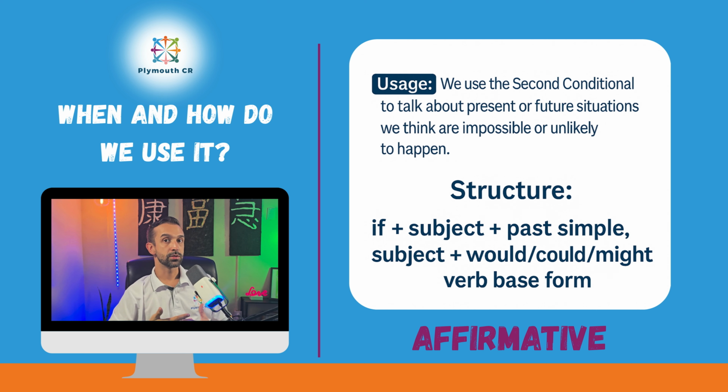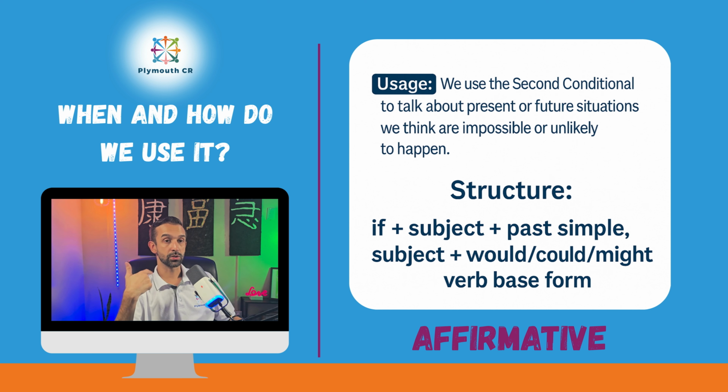So when do we use the second conditional? We use the second conditional when we want to talk about present or future situations that we think are impossible or very unlikely to happen, okay?